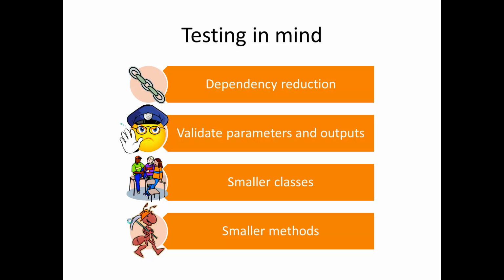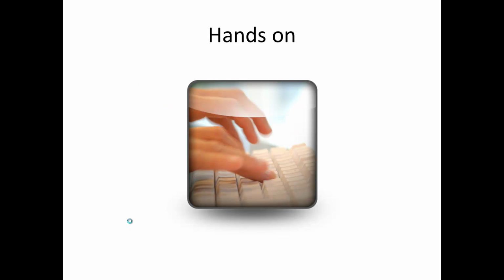We have smaller classes usually and also smaller methods, because if you have a method with 8 code paths, the unit test is going to look quite funny. And typically, testing in mind will help you there.